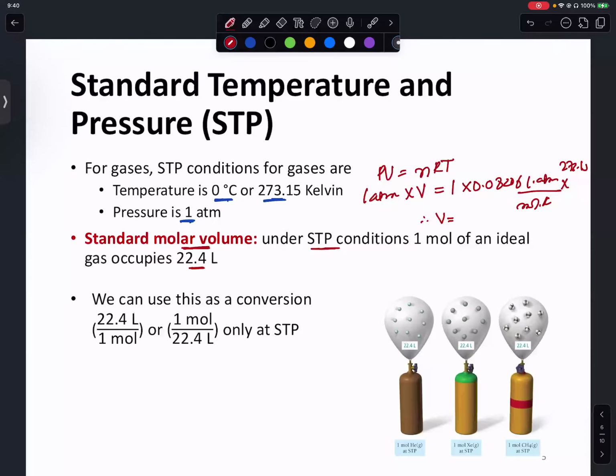Therefore, the volume here is 22.414689 liters. Okay? Or I can say that 1 atmosphere times 22.4 liters equals n times 0.08206 times 273.15, therefore n equals 1 mole. So this right here is a valid relationship, and we can use these conversions only when it's mentioned in the question that I have standard temperature and pressure conditions.